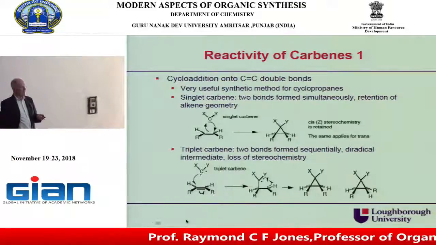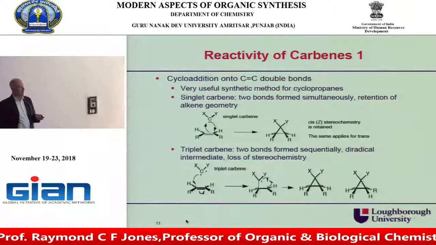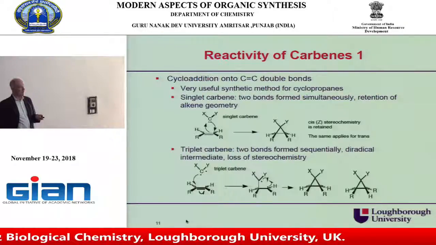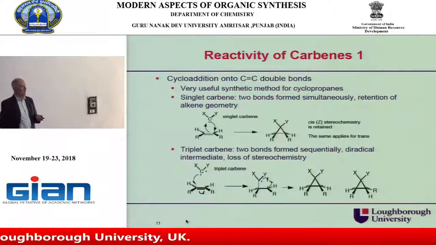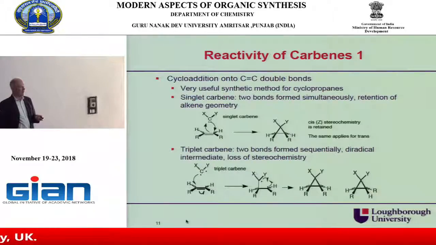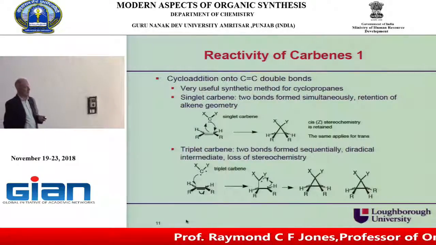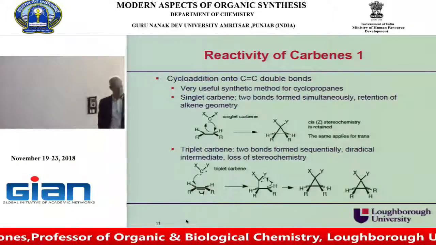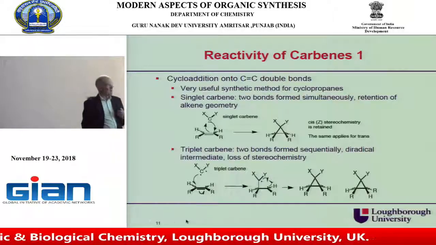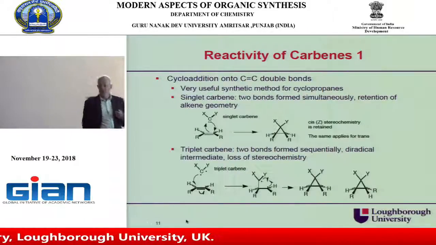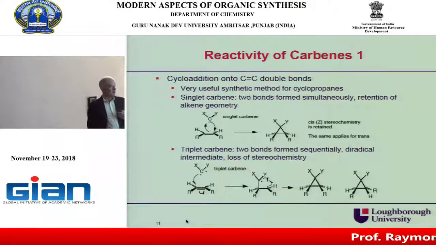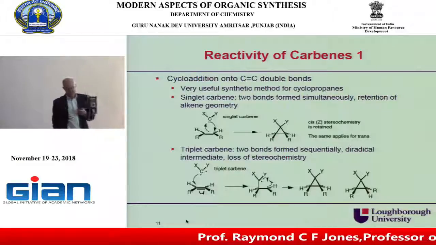But this intermediate diradical does have the opportunity to rotate around the bond that used to be the alkene but is now a single bond, and therefore you can lose stereochemistry. So I've drawn it starting cis here. You still get some cis product, but it may rotate and then close to give you some trans product. So if you want to make a specific stereochemistry of cyclopropane by this route, you would normally try to use a method that generates a carbene in its singlet state.